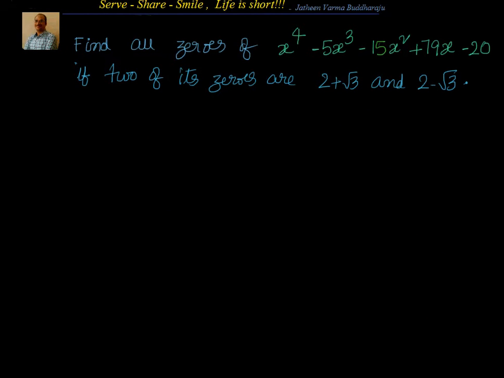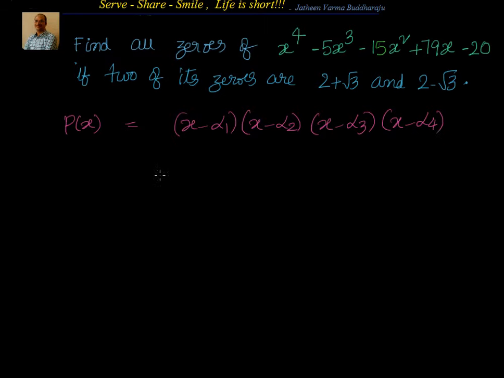Let's look at this problem. Find all the zeros of x to the power 4 minus 5x cube minus 15x square plus 79x minus 20 if two of its zeros are 2 plus root 3 and 2 minus root 3. So we know that if alpha 1, alpha 2, alpha 3, alpha 4 are zeros, then polynomial p of x is equal to x minus alpha 1 into x minus alpha 2 into x minus alpha 3 into x minus alpha 4.